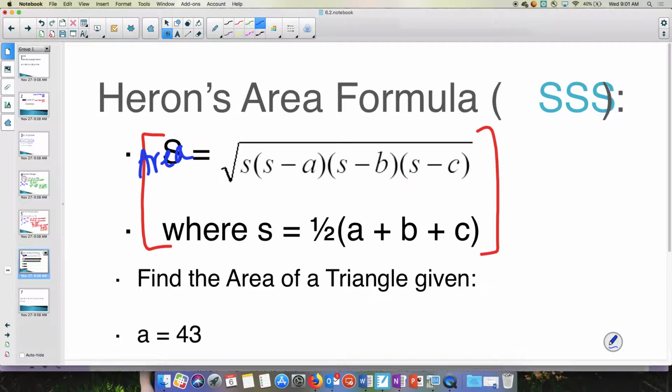Okay, so what's going to happen is you're going to take 1/2 times side plus side plus side. And you're going to take that number and you're going to throw it into this formula. So you have the square root of this S times S minus A times S minus B times S minus C. Okay, so you're going to take your three sides and add them together, cut them in half, and then plug that number into that square root formula. So we will do an example.